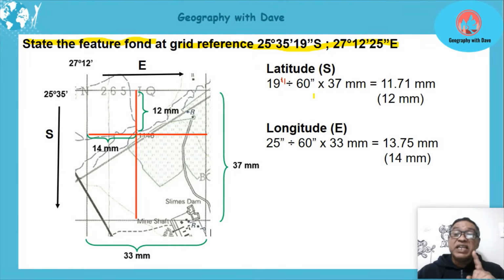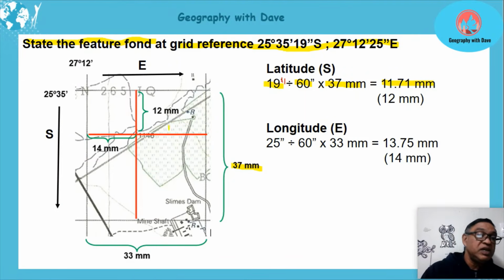Now we want to find what will be the measurement in millimeters. We know the block is 37 millimeters, so we want our answer in that. So this is going to be a fraction of 37 millimeters. So it's 19 seconds divided by 60 seconds multiplied by the size between the 2 lines of latitude, which is 37. It gives me an answer of 11.71.